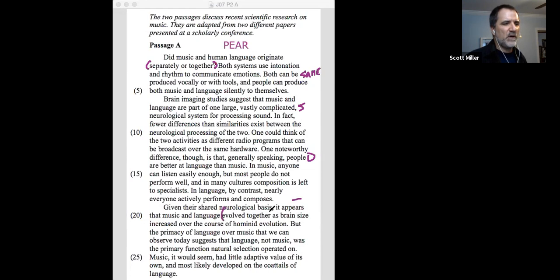Okay, so that's pretty important. That's answering that question in the first paragraph. And then notice there's another thing here, though, that when I get to the end of this paragraph, I notice they've talked about them evolving together, but they also say has little adaptive value of its own. So it's kind of going off in a different direction. I don't know if anybody noticed this last sentence goes off in a little bit of a different direction. Once they resolve this issue that they evolved together, they make this other comment about music saying it had little adaptive value of its own and most likely developed on the coattails of language. Okay, so that seems important to me too.